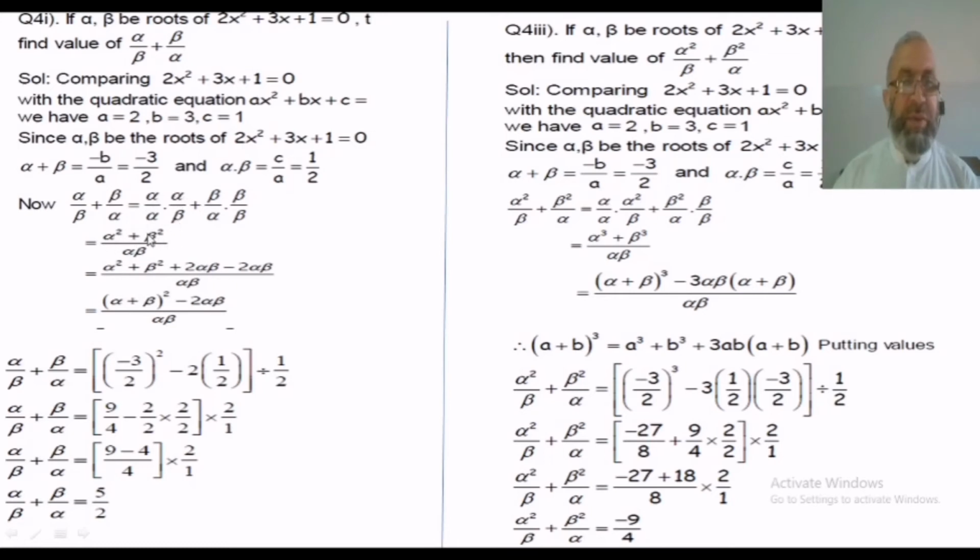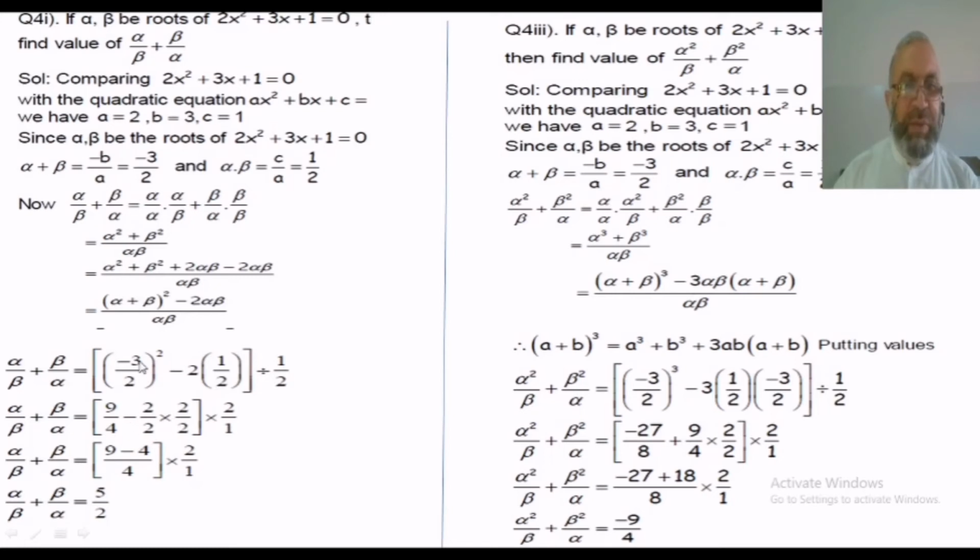Now change this alpha square plus beta square into sum and product form. We can write this as alpha square plus beta square plus 2 alpha beta minus 2 alpha beta, or alpha plus beta whole square minus 2 alpha beta, divided by alpha beta. Now putting the value of sum and product in the given relation. We get the sum of the roots, that is minus 3 by 2, whole square, minus 2 into the product of the roots, 1 by 2, divided by alpha beta. Alpha beta, the product of the roots, divided by 1 by 2.